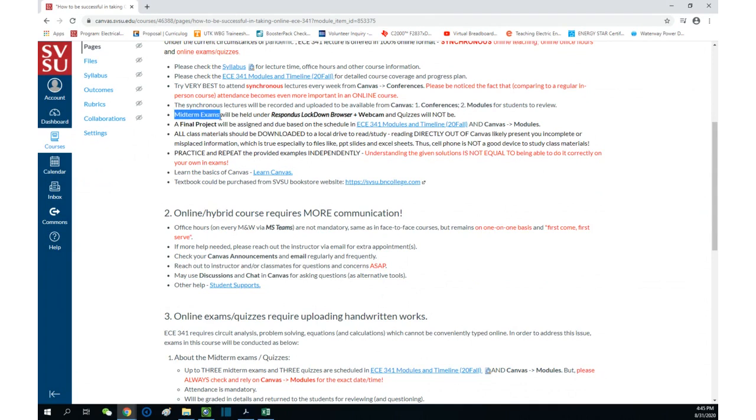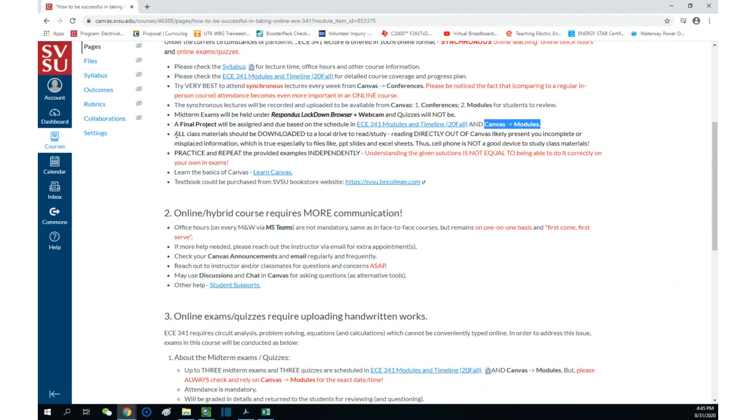The midterm exam will be under the lockdown browser, and the quizzes will not. And a final project will be scheduled, already scheduled in the Gantt chart. So check more details, time, and dates from the Canvas modules.